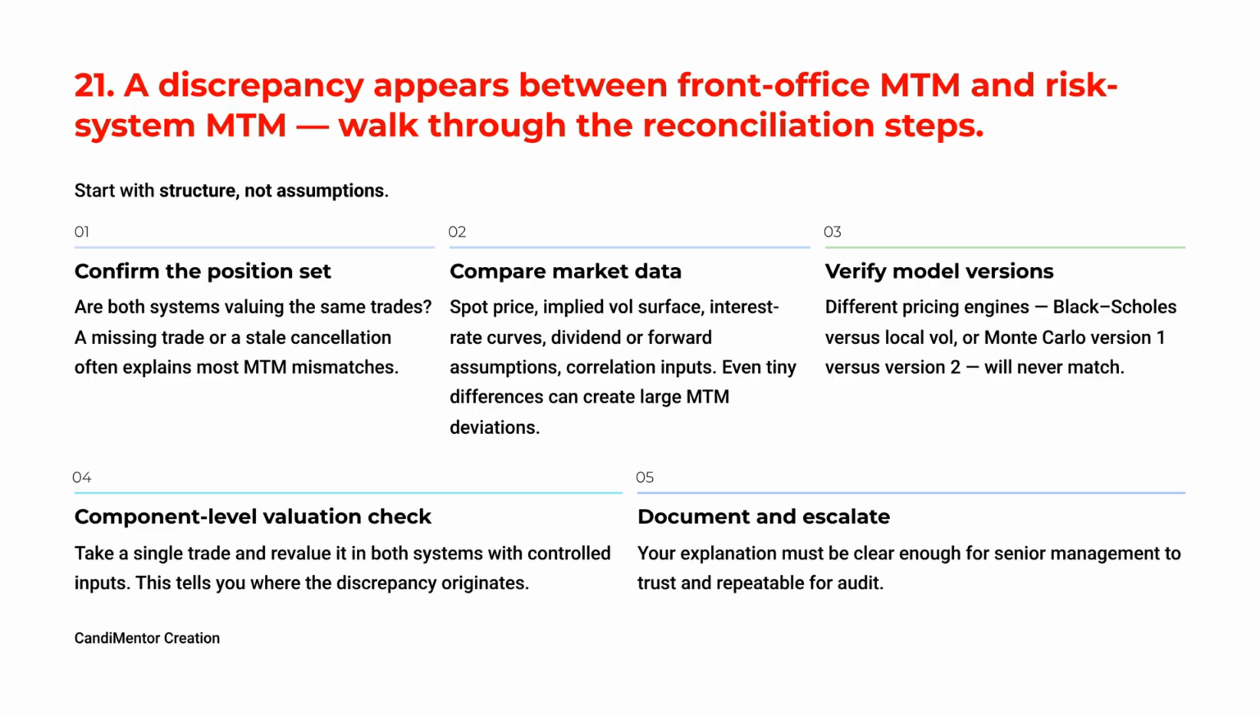Third, verify model versions. Different pricing engines, Black-Scholes versus local vol, or Monte Carlo version 1 versus version 2, will never match. Fourth, perform a component-level valuation check. Take a single trade and revalue it in both systems with controlled inputs. This tells you where the discrepancy originates. Finally, document and escalate. Your explanation must be clear enough for senior management to trust and repeatable for audit.